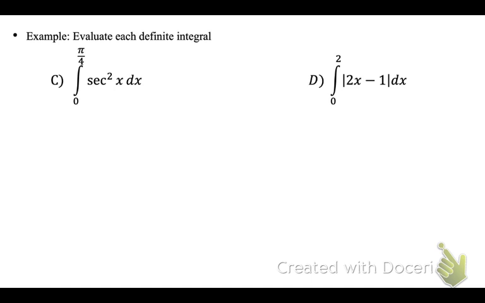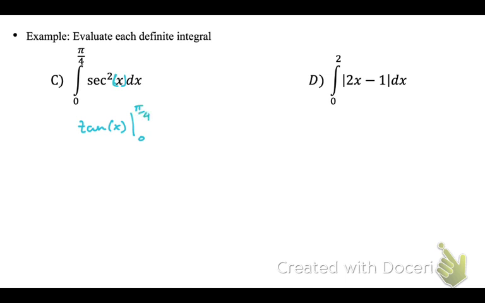So I have the integral from 0 to pi over 4 of secant squared x dx. This doesn't have parentheses around that x and it bothers me. So if you look at your derivative sheet, what has the derivative of secant squared? Tangent. I was going to say, secant goes with tangent, right? So we get tangent of x from 0 to pi over 4.